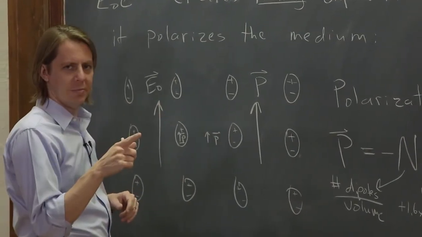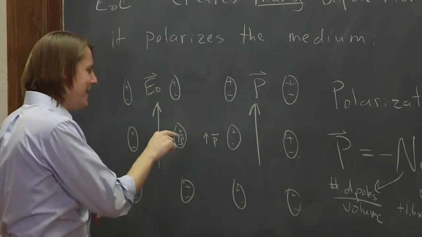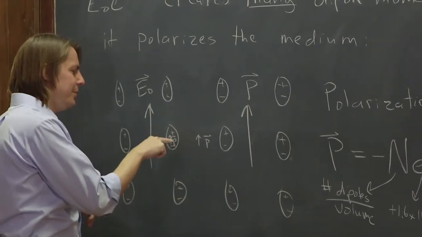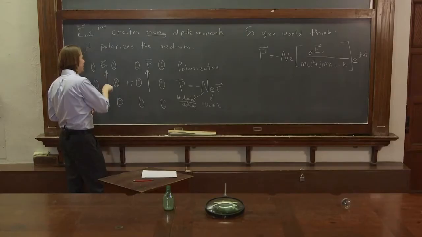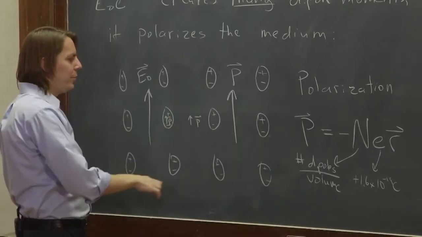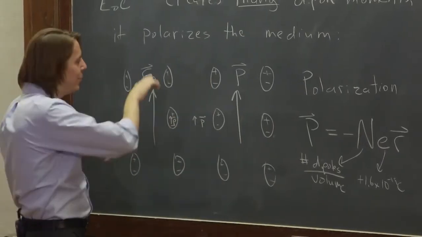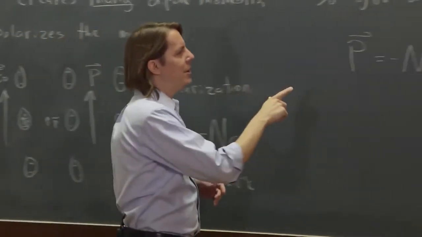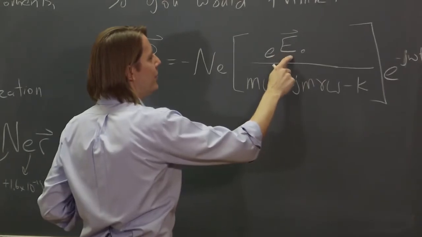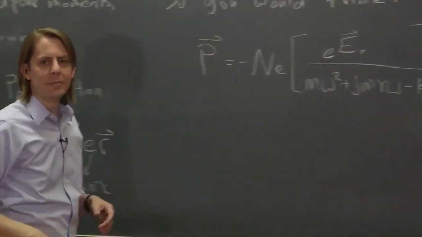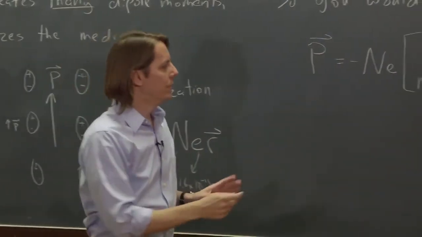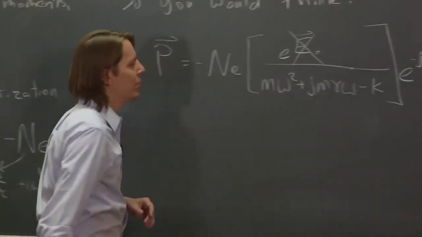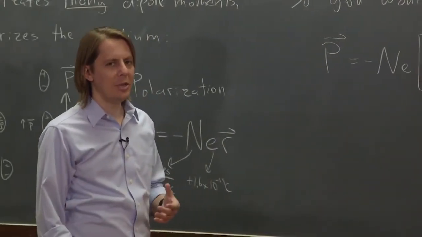Except that's not right, because each little atom doesn't just feel E naught. It feels E naught, the applied field, plus the field of all the other little polarized atoms, right? So they all make a field. So you have the case where you're trying to calculate P, and it doesn't just depend on E naught, it also depends on P, right? So this part isn't right. We've got to replace E naught with some combination of E naught and P.